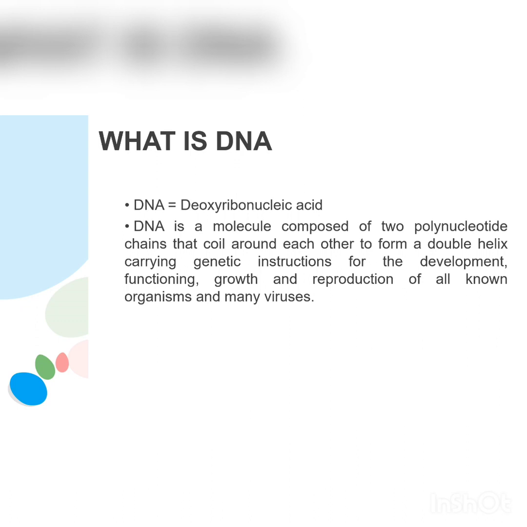deoxyribonucleic acid. As we all know, there are two types of nucleic acids. One is the RNA and the other one is the DNA. The RNA, which is also known as ribonucleic acid. The DNA, which is also known as the deoxyribonucleic acid as mentioned before. So let's see what is the DNA.